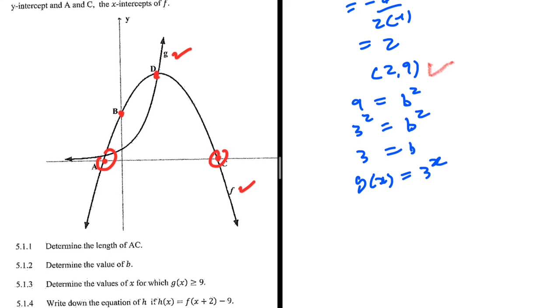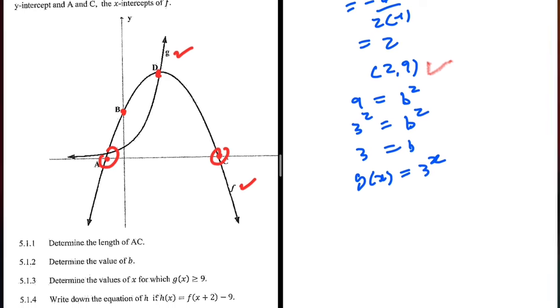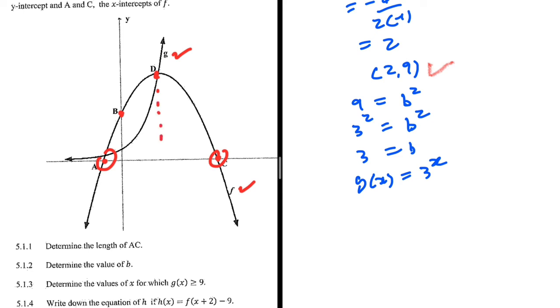5.1.2. Then 5.1.3, determine the values of x for which g of x is greater than or equal to 9. Well, we don't need to calculate anything here. We can just see, take a look at this. When x is equal to 3, g of x is equal to 9. But when x is equal to 4, g of x will be greater than 9.